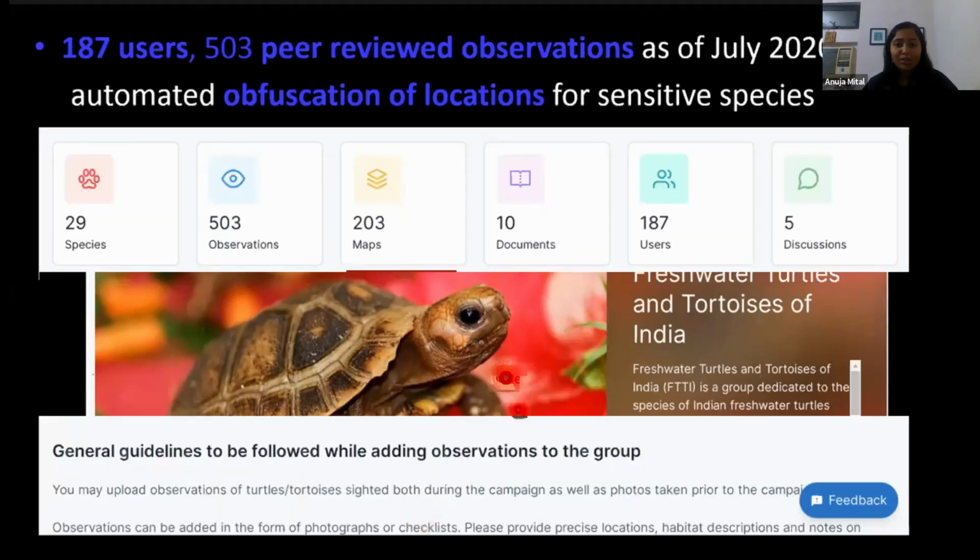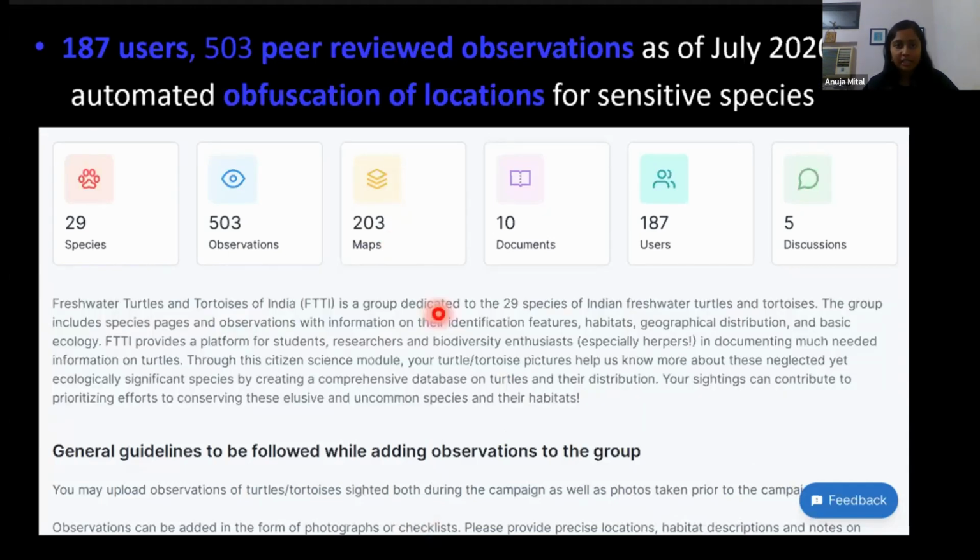So we just crossed 500 peer-reviewed observations, and these don't include our checklist records. And we also have automatic obfuscation of locations for species of conservation concern, such as the Indian star tortoise. And the great thing about the FTTI network is that Sneha and I have interacted personally with most of our 187 users. So we believe FTTI is a platform where we all interact equally.